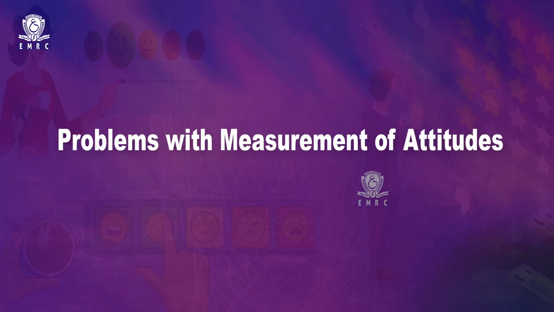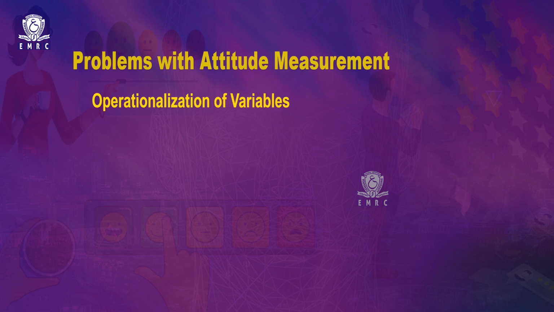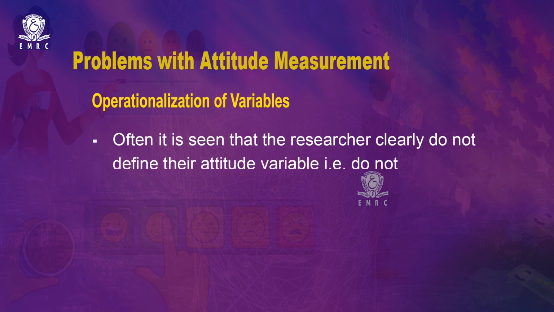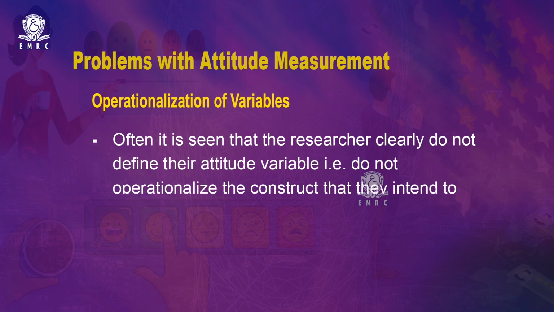As we conclude this lesson on the measurement of attitudes, let us also talk about certain problems related to measurements of attitudes. There are certain shortcomings in these self-report scales of attitudes. There are various problems that affect the validity of attitude scales. There are problems with attitude measurement and which are of 3 types. The first one is operationalization of variables. Often it is seen that the researchers clearly do not define their attitude variables. That is, they do not actually operationalize the constructs that they intend to measure.